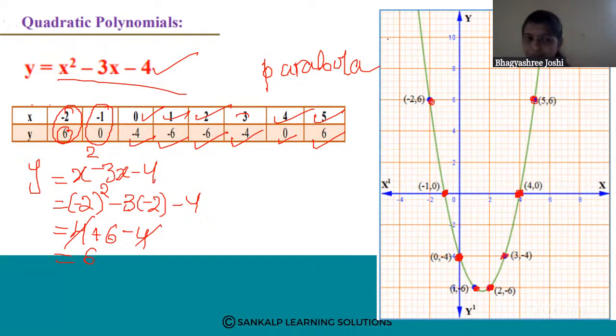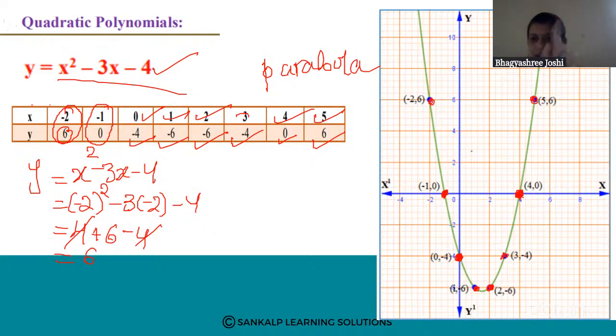Now, how many zeros it has? We know quadratic polynomial has 2 zeros. Check. So how many times this line or this parabola intersects x-axis? Yes, dear children, observe carefully how many times it intersecting the x-axis. It is 2 times. That is 1 here and 1 here. That is minus 1, 0. At this point it has intersected once. 4, 0. Here it has intersected once. That means it has 2 zeros. Right? It has 2 zeros.